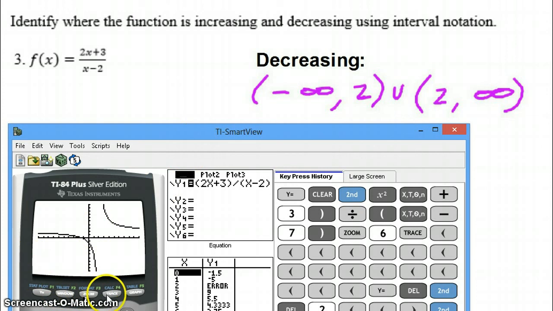And on this particular function, anywhere you trace, you see that for a positive change in x, you have a negative change in y. So this function actually decreases on the entire function. Every time x gets bigger, y gets smaller. Okay? So there's actually no increasing part here. It's decreasing for the entirety of the function.